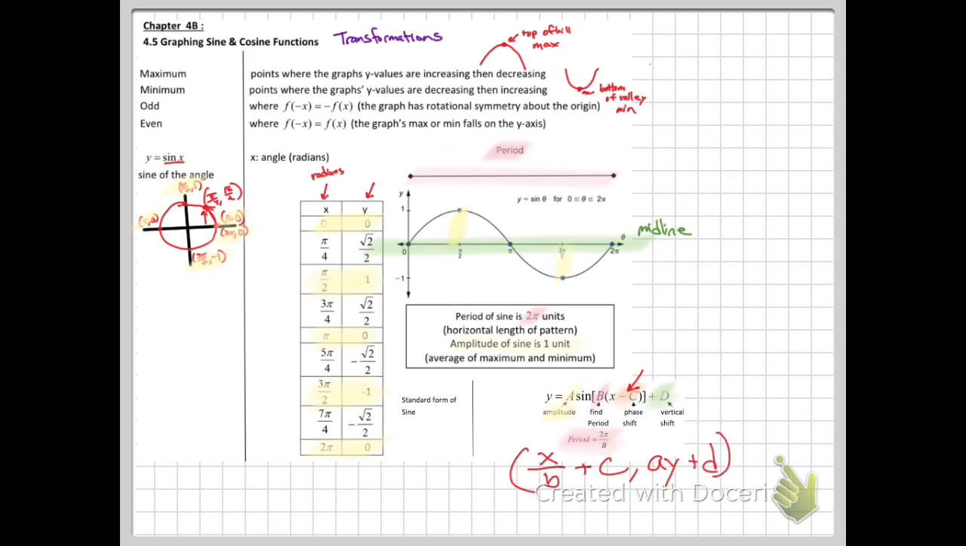So let's match up our colors. B comes from B. A is yellow. C is orange. And I'll try to do this for the rest of the chapter. C is orange. And D is green because it tells you our midline. So we're going to use that knowledge to help us graph sine and cosine. So let's go to our first example.